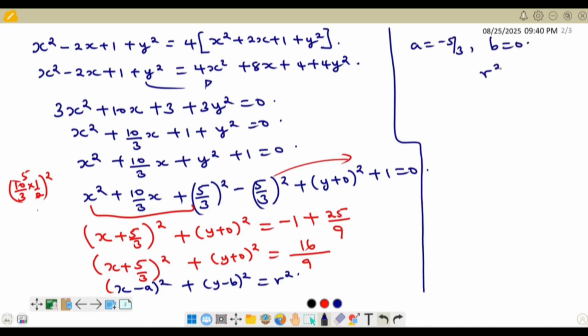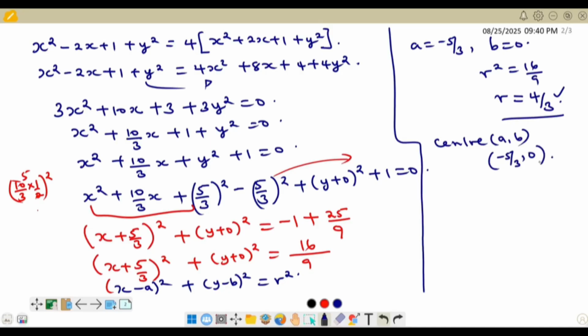Then your r squared is actually represented by 16 over 9, which means your r is actually 4 divided by 3. So that will be r, and this r represents the radius. So what we can easily see is that the center is of the form (a, b), which means that our center will be negative 5 over 3 and what? And 0. So this will be our center. Then our radius is actually 4 over 3.